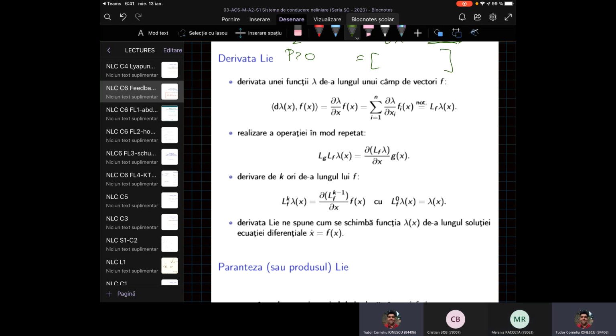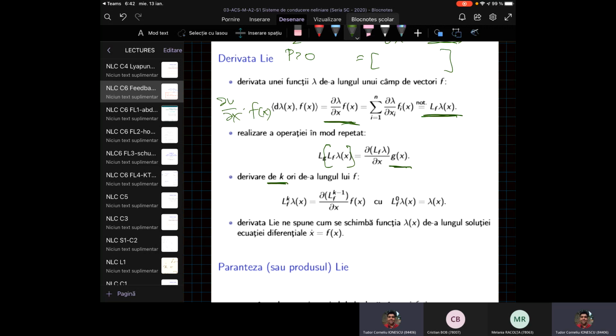Okay. So what is the derivative of some function lambda along a vector field f? That's this one. You remember this one? Also from Lyapunov: dV dx times f of x. This is also used in Lyapunov theory. We call this the Lie derivative of lambda of x. This derivative can be repeated successively. So L_g L_f lambda of x. That's why you are using this notation, because this is easier. L_g L_f lambda of x is d of this function with respect to x times g of x.